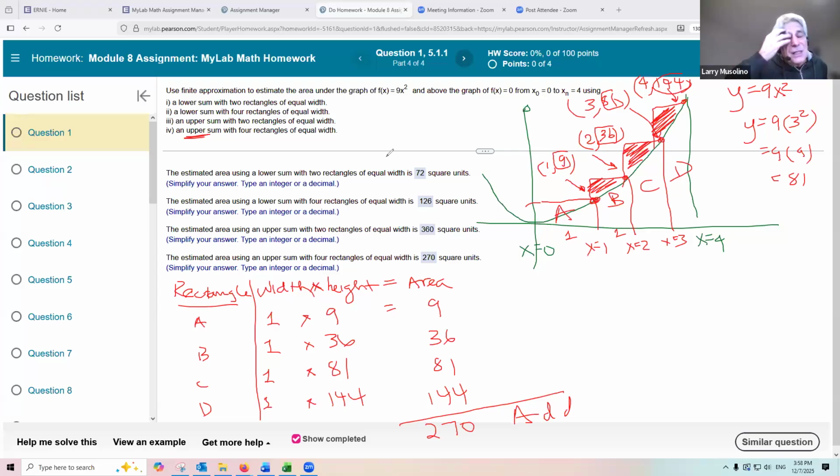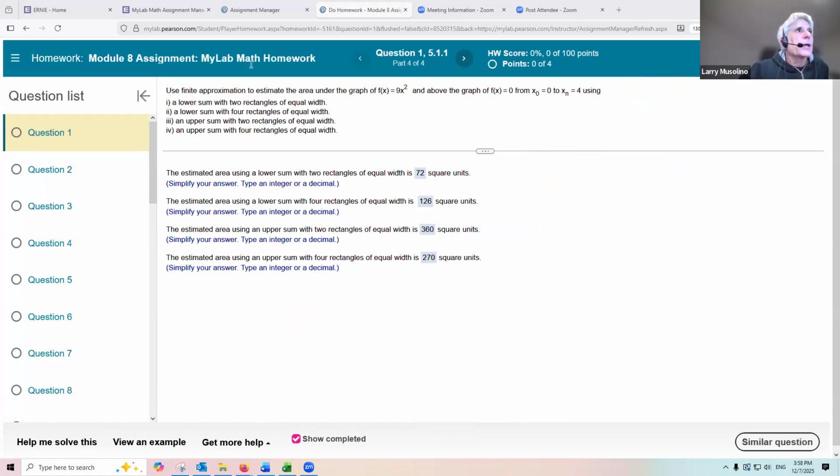All right, so this is the basic setup for some of these examples. Divide the area up into the number of rectangles they specify. Figure out the width of each rectangle. Then you have to decide whether you're going to use the left endpoint or the right endpoint. Some problems might even ask you to use the midpoint as the height. And then once you know the height of each rectangle, I think setting up a little table like this is a good idea. Take the width times the height for each rectangle. Then you can add up all the corresponding areas to get the total area that you're interested in.